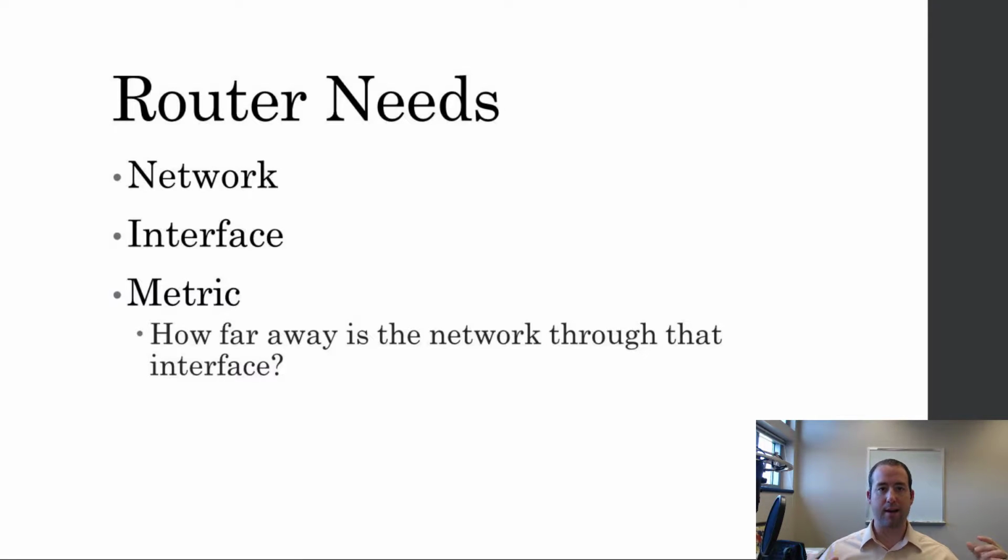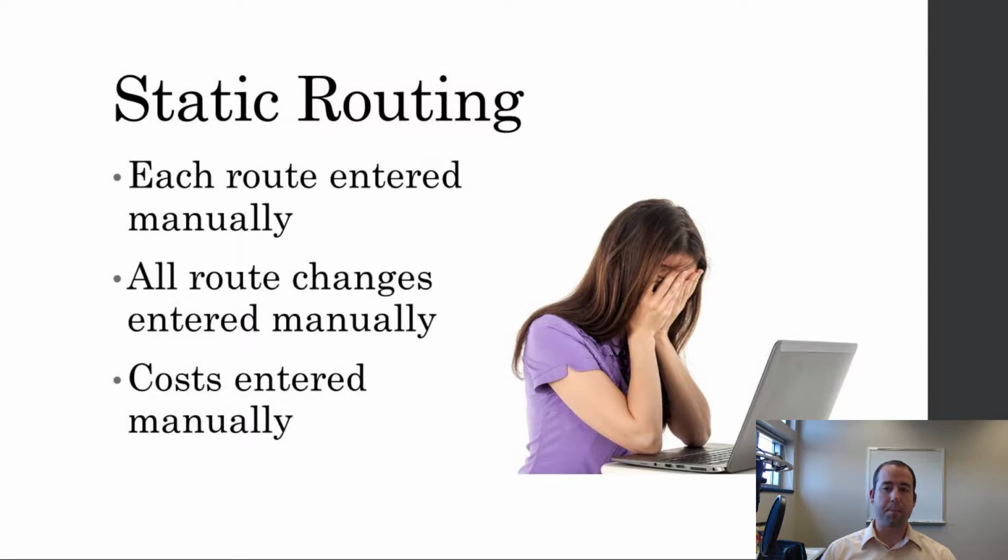And the metric allows the router to compare different routes. So if you had more of a mesh network where there were multiple paths to get from one router to another, in order to know which path to take, what's the best path to take, we keep track of this metric. And the metric allows us to compare different paths to take the best or the fastest path.